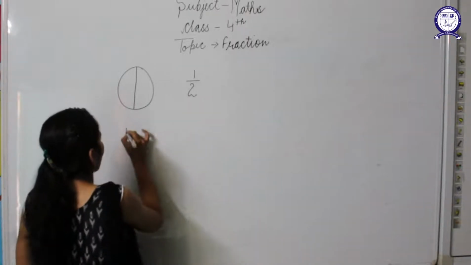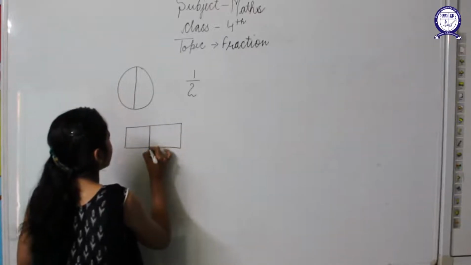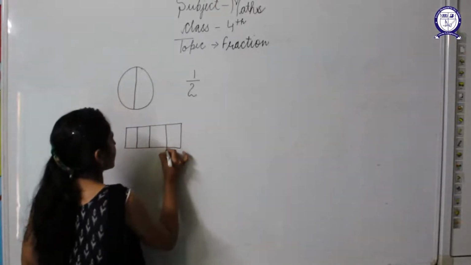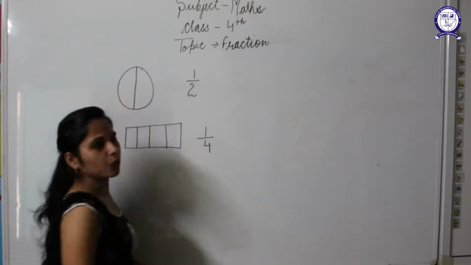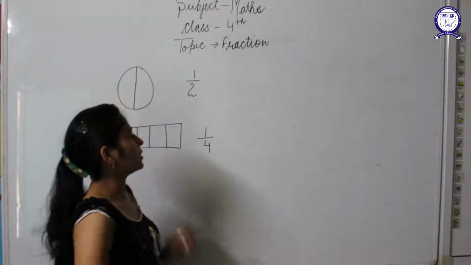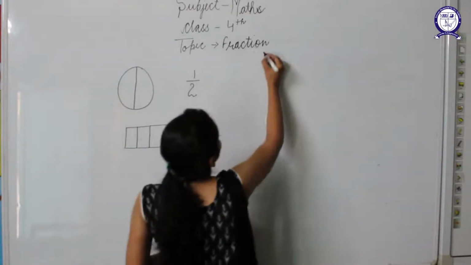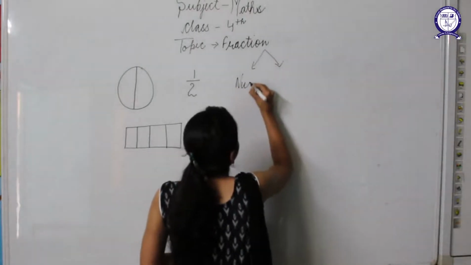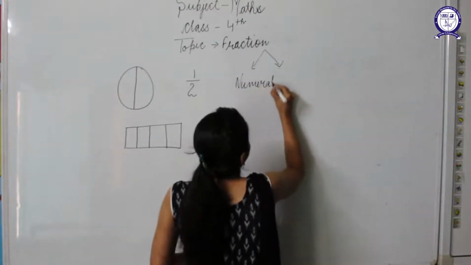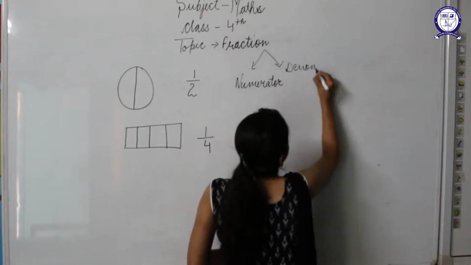Or we are having a rectangle that is divided into 4 equal parts. So what are these 4 parts? These are 1/4 of the whole rectangle, students, and representing a fraction. In fraction, students, there are 2 parts. What are these 2 parts? One is numerator and another is denominator, students.